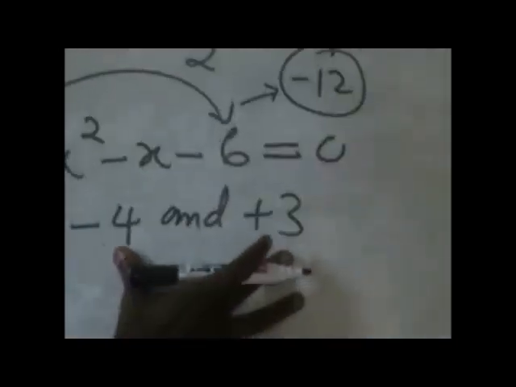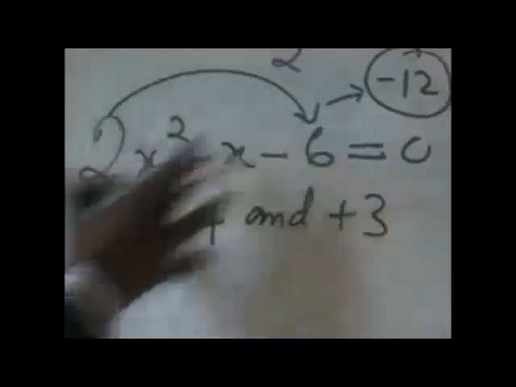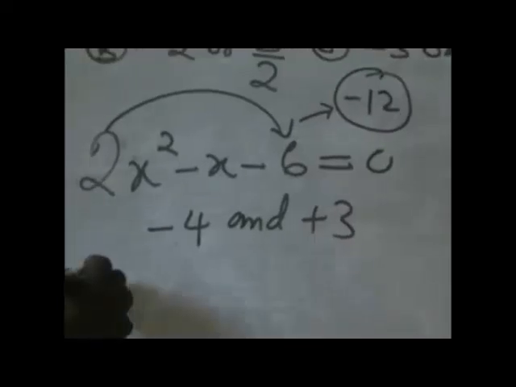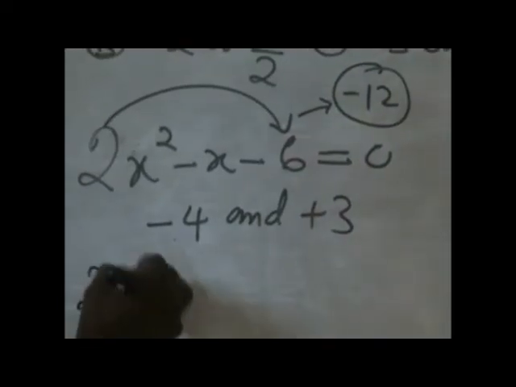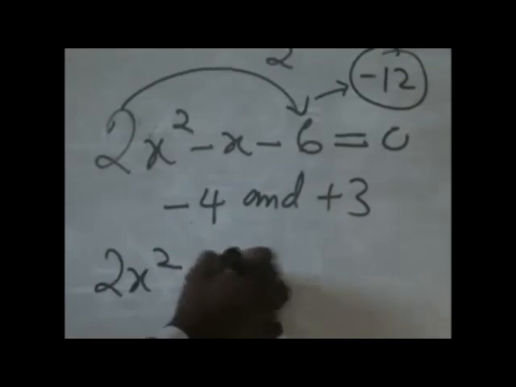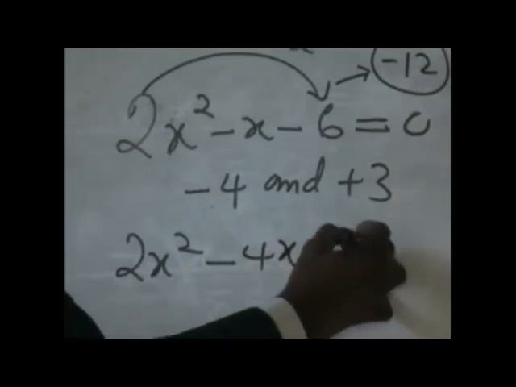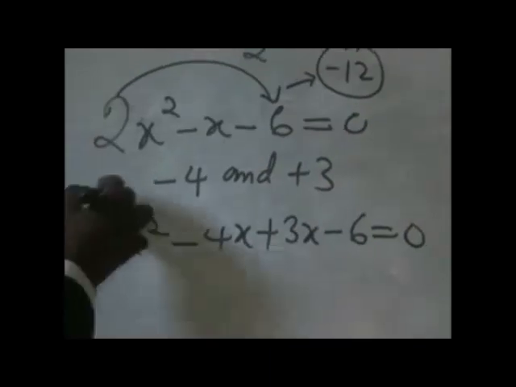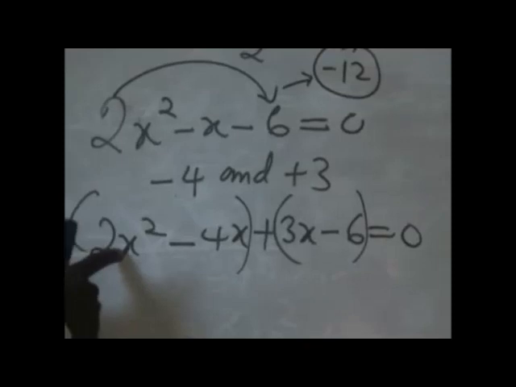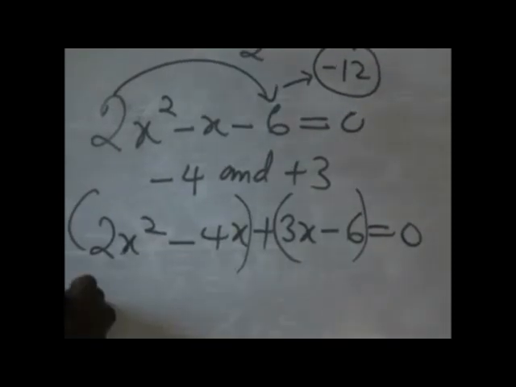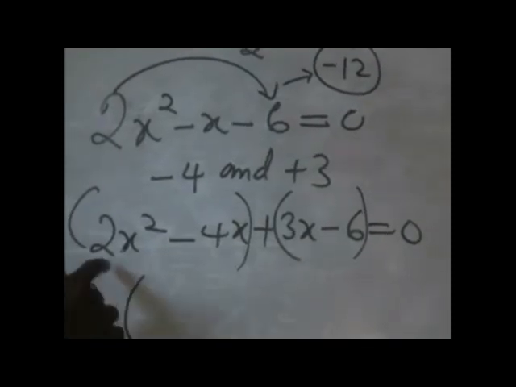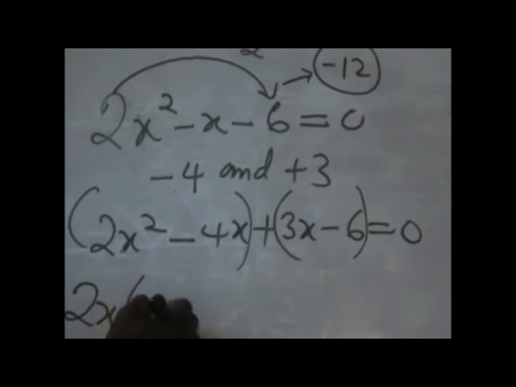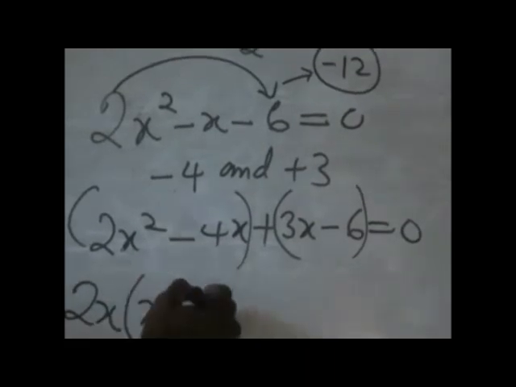So you introduce this minus 4 and 3 into this quadratic expression. So it becomes 2x squared minus 4x plus 3x minus 6 equals 0. So you now have to factorize this. What is common between 2x squared and 4x? What is common is 2x. So what is left here is x minus, and what is left here is 2.